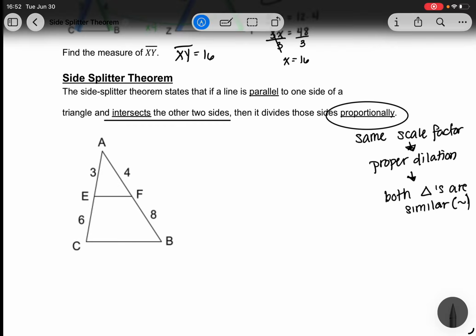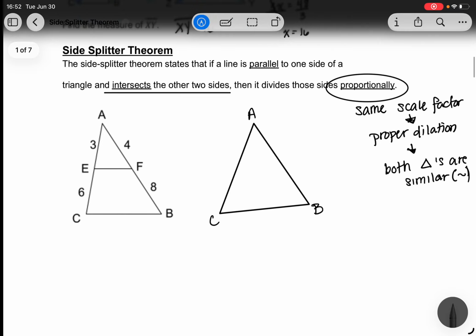So in this case, we have an example where we have a triangle inscribed in another. Our main triangle is triangle ABC. I can draw that off on the side for us so we can see it better. We have triangle ABC, but you're also going to notice that we have a line that splits it into our second triangle. And that line is line segment EF.